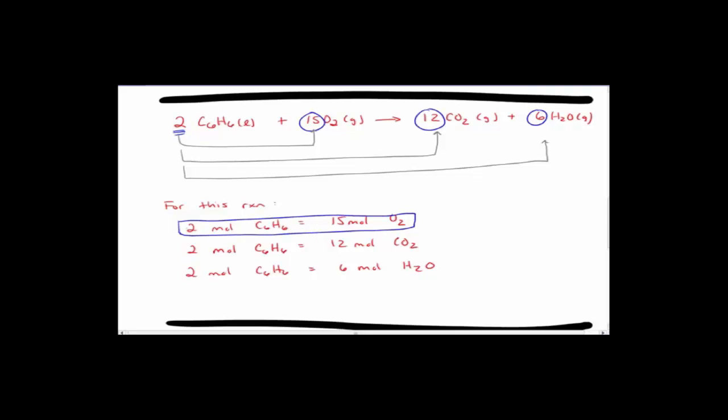Anytime you have 2 moles of benzene, you're going to be using up 15 moles of oxygen. Every time that you use 2 moles of benzene, you'll be making 12 moles of CO2. And every time you use 2 moles of benzene, you're going to make 6 moles of water. All these numbers came from the balanced chemical reaction.